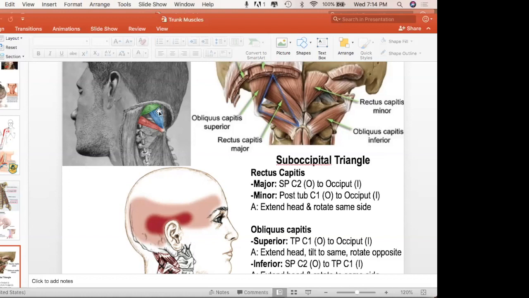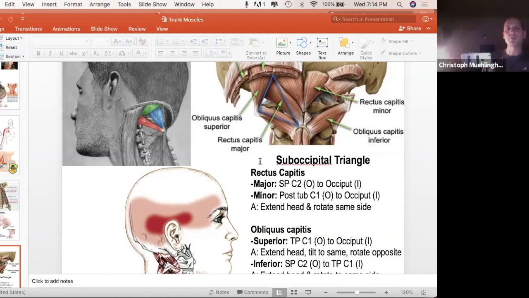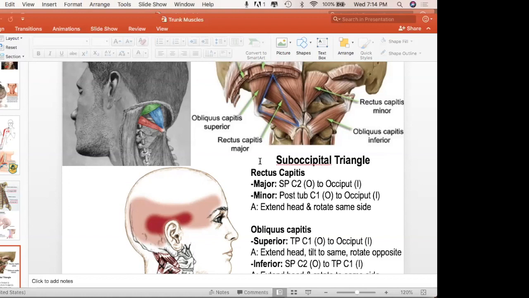Try that out at some point. And so that tells you what the suboccipital triangle is doing. So it's a very interesting group of muscles. Does that make some sense?